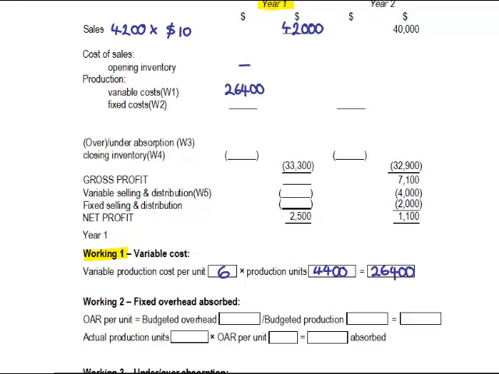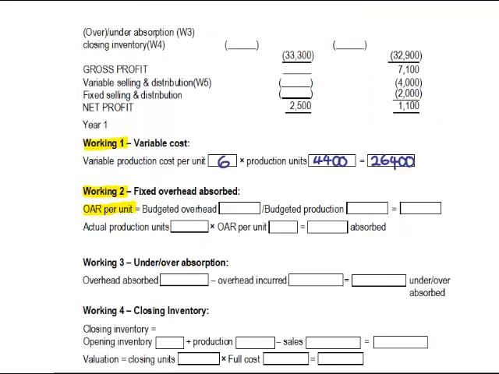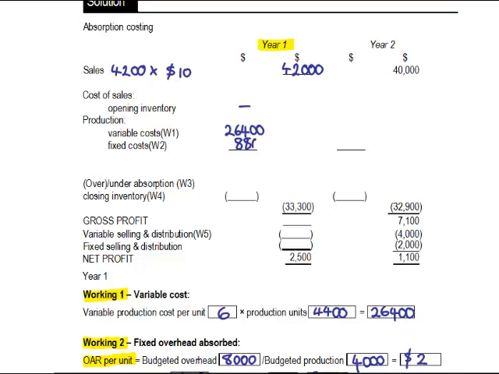So we've got a little bit of work to do here to complete working 2. Now we need to work out how much is going to be absorbed. So the first thing we need is our overhead absorption rate per unit, and that's the budgeted overhead over the budgeted production. So the budgeted overhead is $8,000 and the budgeted production is 4,000 units. So we've got an overhead absorption rate of $2 per unit. Now we know that we've produced 4,400 units, so we'd have absorbed $8,800. And we can pop that into the cost of sales.